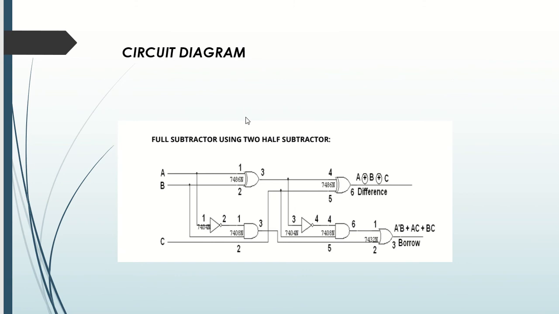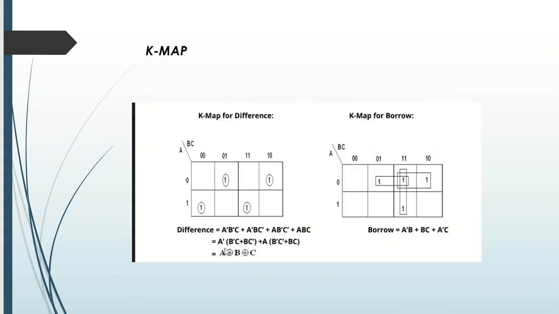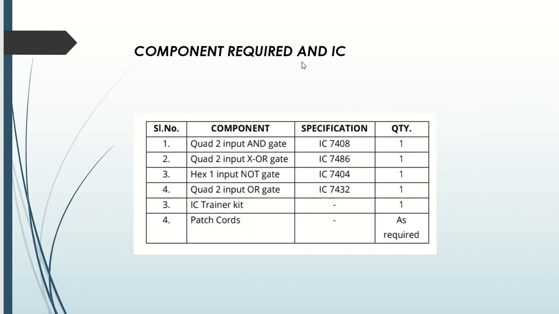Circuit diagram of full subtractor is constructed using two half subtractors. Truth table of full subtractor is here. K-map. The Boolean expression of difference and borrow is derived from the K-map. Components required and ICs: 2 input AND gate, 2 input XOR gate, 2 input OR gate, 1 input NOT gate, IC trainer kit, patch cord, all in the quantity of 1.